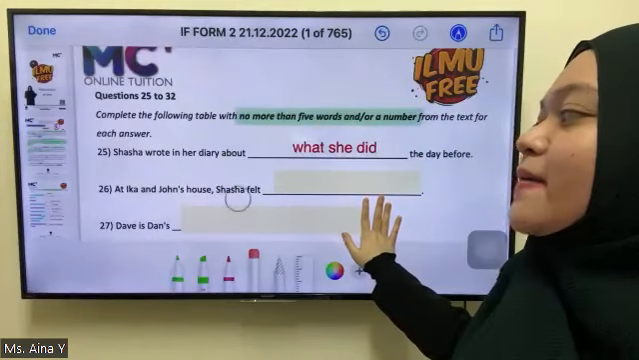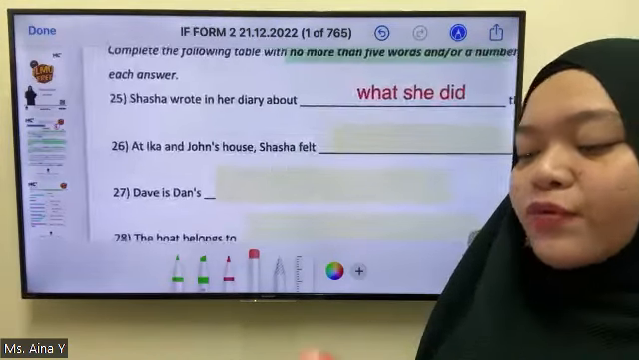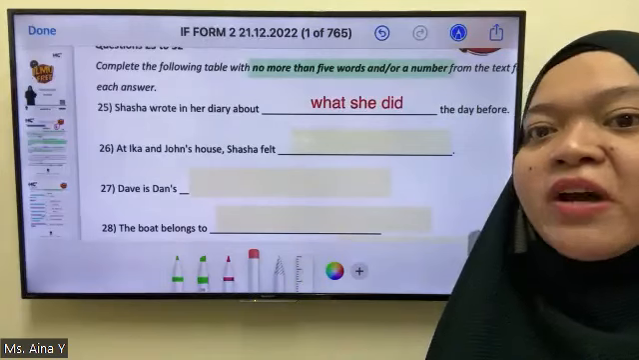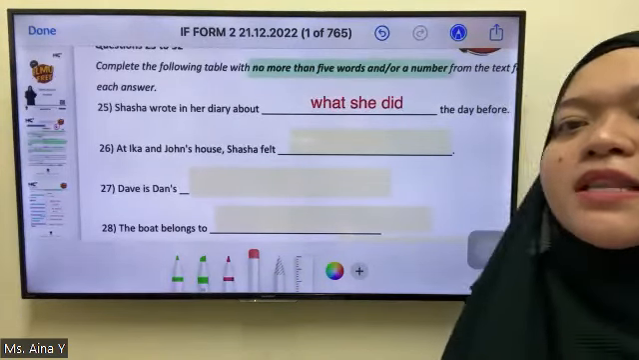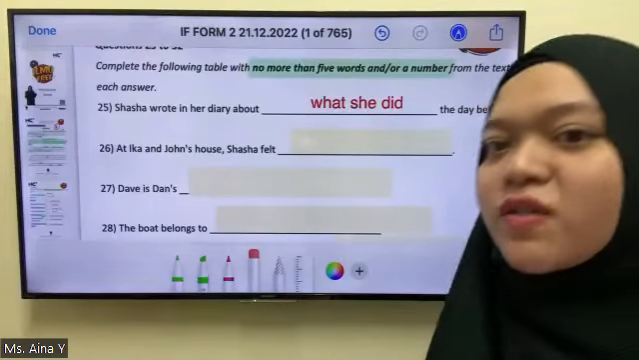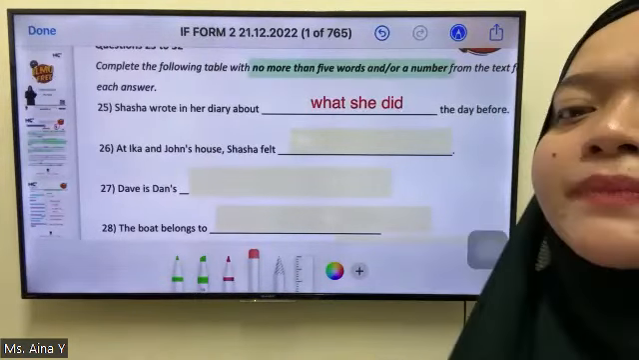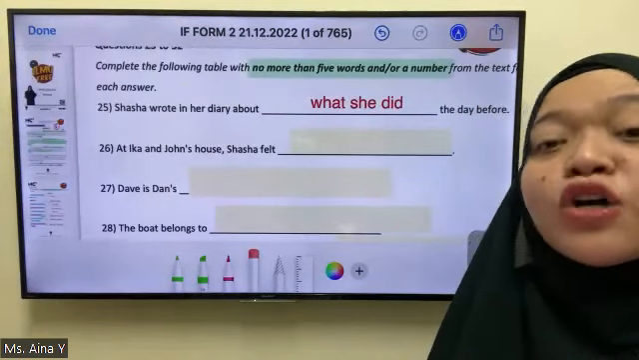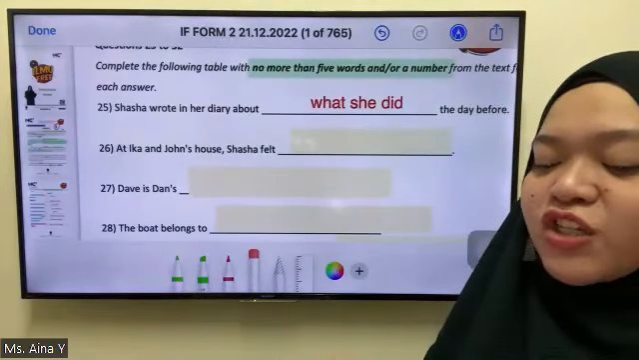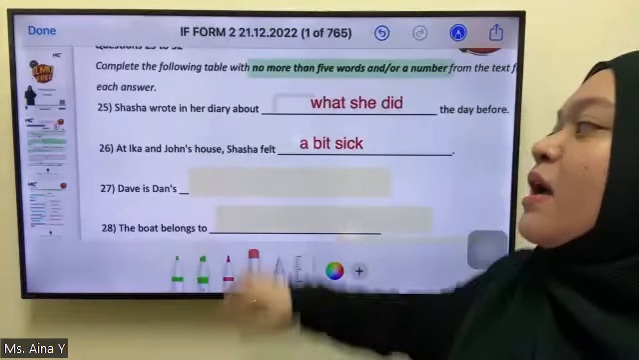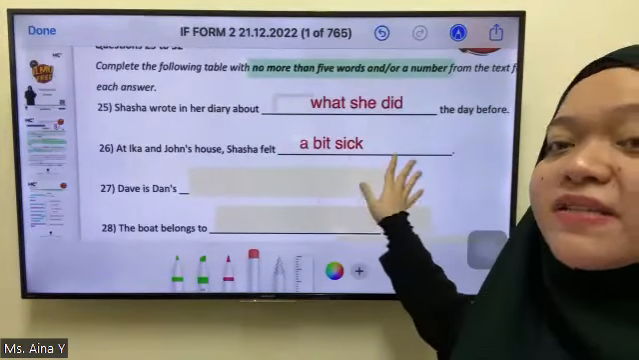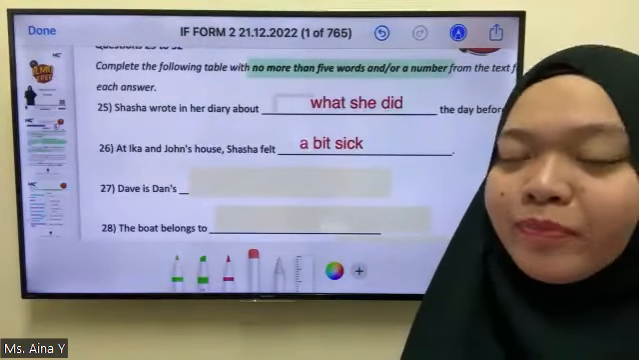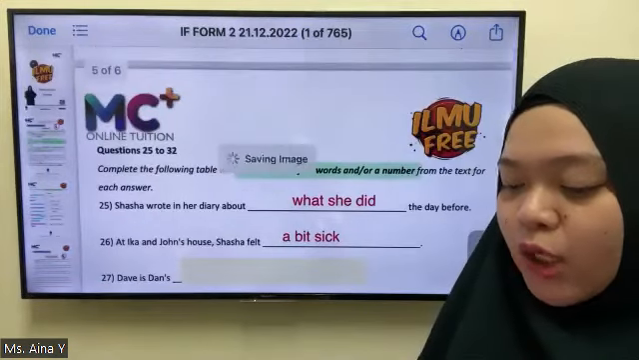Number 26. At Ika and John's house, Shasha felt what? This one is clearly stated in the text. 10, 9, 8, 7, 6, 5, 4, 3, 2, 1. Yes, she felt a bit sick. Some answered, Shasha felt amazing but a bit sick. That is 5 words, so it is accepted. Okay, let's highlight the clue. What is it?